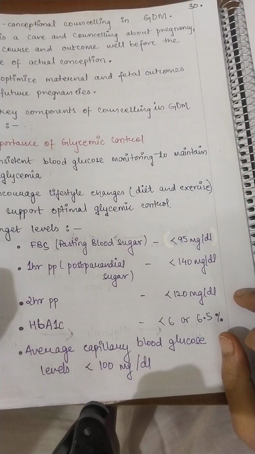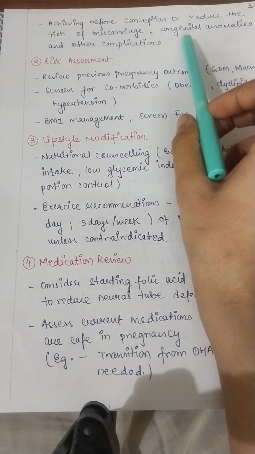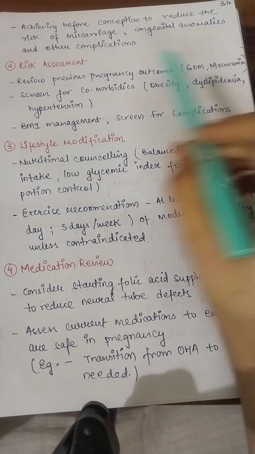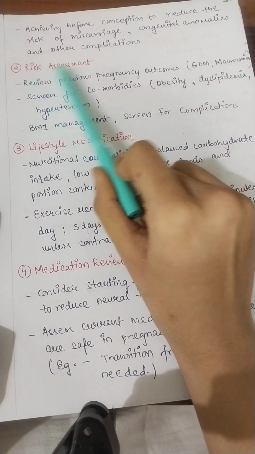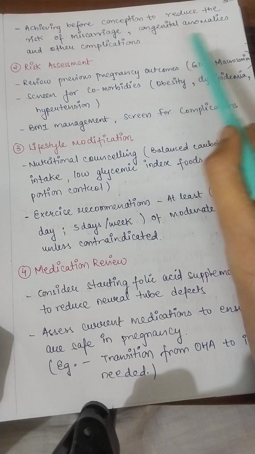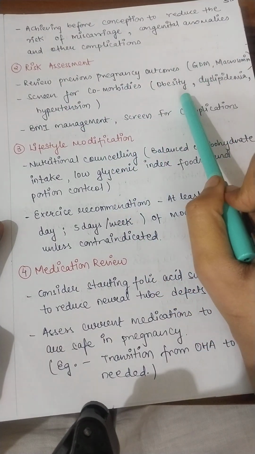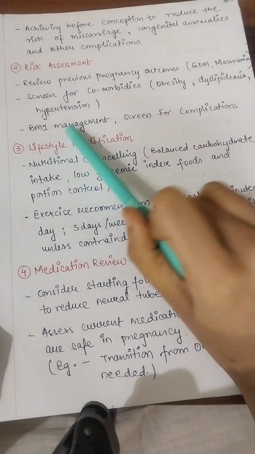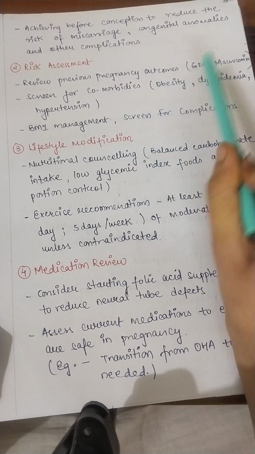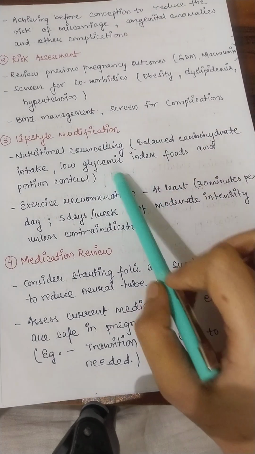Achieving this is very important before conception, to reduce the risk of miscarriage, congenital anomalies and other complications related to GDM. After advising strict glucose control to the patient, we have to advise risk assessment. We have to assess if there was any previous pregnancy with GDM or macrosomia, or we will screen for comorbidities like obesity, dyslipidemia, hypertension, or BMI management. We have to screen for complications because obesity is associated with GDM.